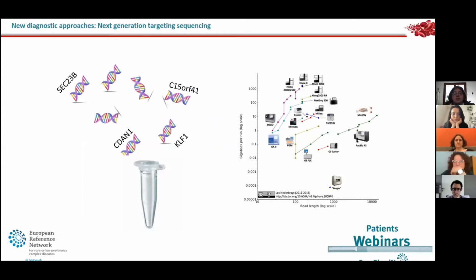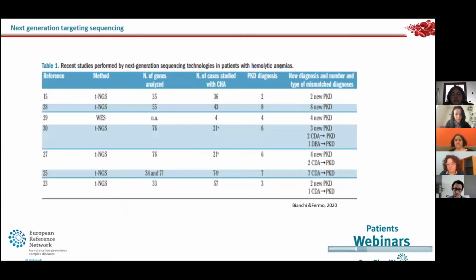What is the new approach? Now with next generation sequencing, we are able to study many genes at the same time. So we can study all the different genes in the same tube and look, in just one analysis, at all the different defects linked to the cell. This is a very great advantage because it improved the diagnosis very much and allows us to make the differential diagnosis more precisely.